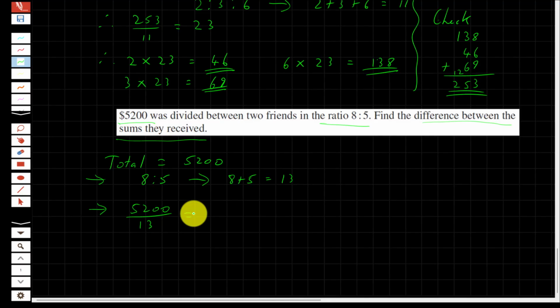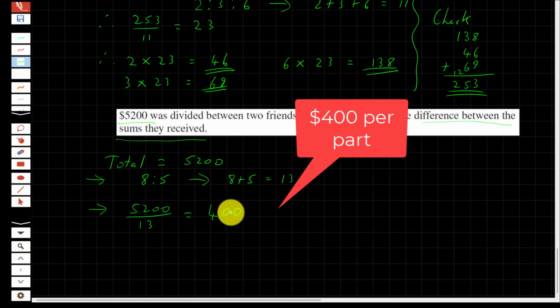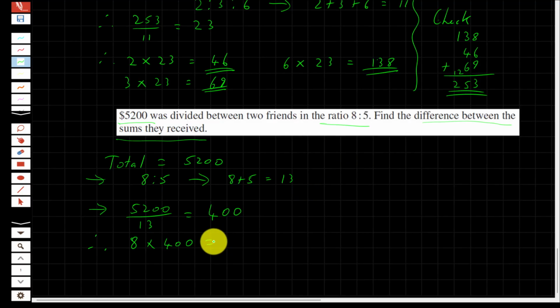Divide the total by the number of parts and that will give us the dollars per part. So 8 times 400 will give us the amount the first friend gets, $3,200. The second friend will get 5 parts, so 5 times 400 is 2,000. The question says, what is the difference? So we simply subtract the two. So 3,200 take away 2,000 is 1,200, and that is the difference.